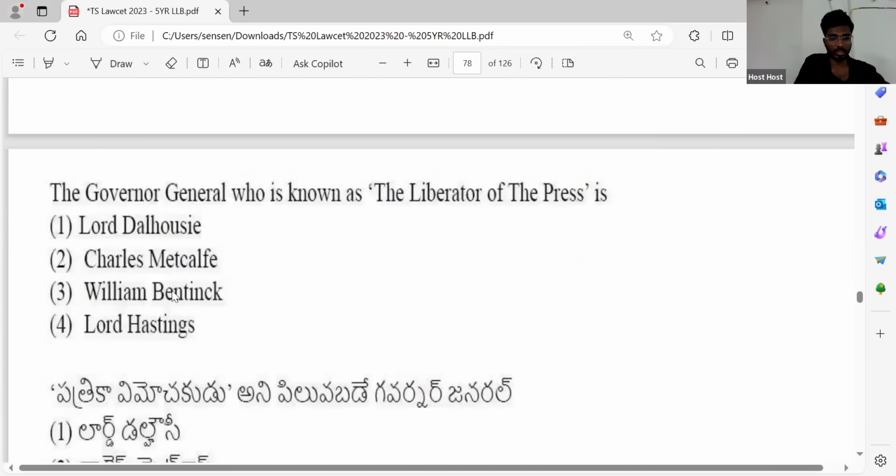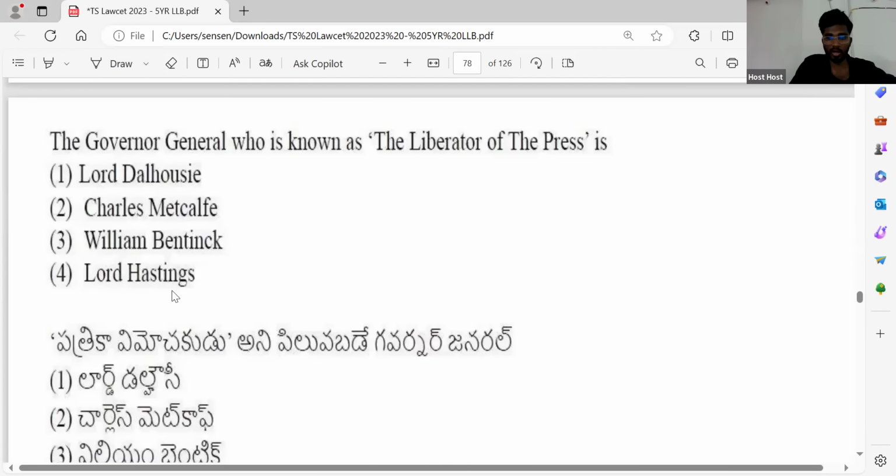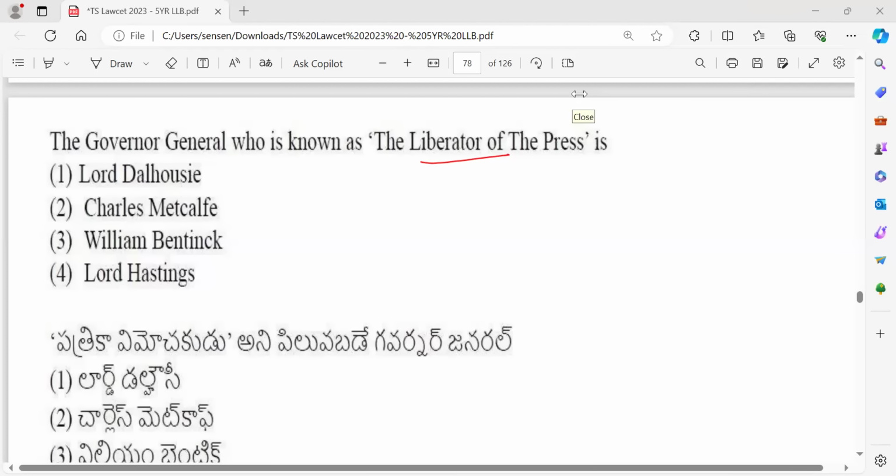Next one. Yeah, very important question again. The Governor General, who is known as Liberator of Press? This is during British India. Who is known as Liberator of Press? Any guess? Of course, I did not discuss it in the class, either in your batch or in the other batch. William Bentinck, I feel, sir.